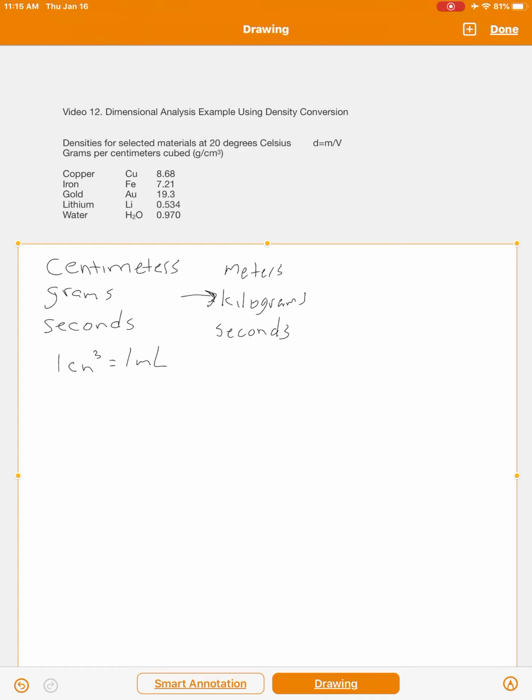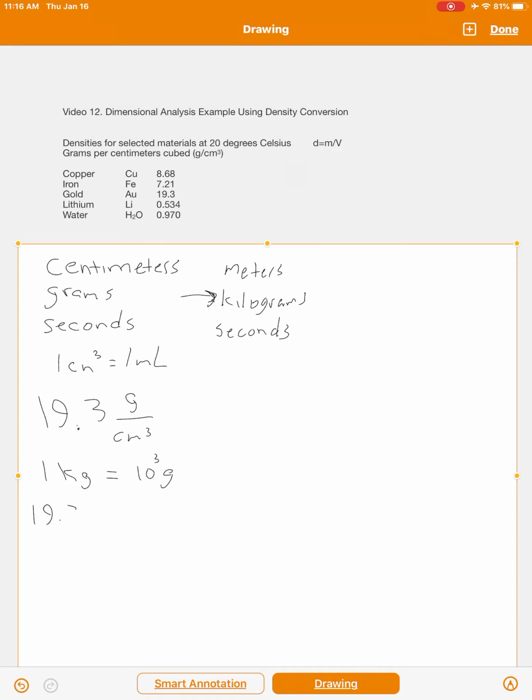So I'm going to write down that the density of gold is 19.3 grams divided by centimeters cubed. And the first step is to convert the grams into kilograms, and here's how we'll do it. 1 kilogram, remember kilo is a prefix. It means 1,000 or 10 to the 3. So 1 kilogram is 10 to the 3 grams. And now we have a conversion factor that we can use to convert grams to kilograms.